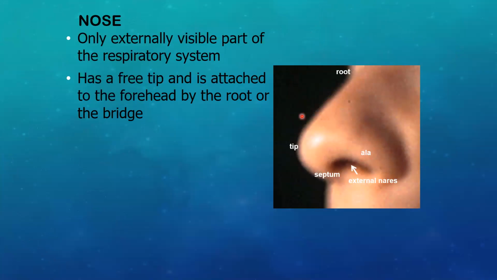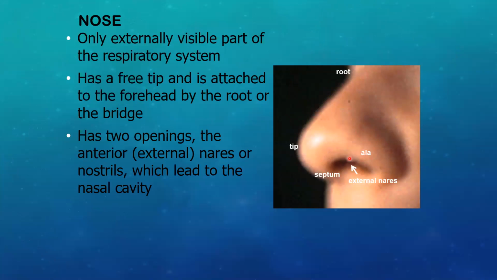Then on either side there are two ala. These are known as ala, and there are two openings which are known as anterior or external nares, through which air enters into the nasal cavity. Inside there will be a nasal cavity. So there are different parts of your external nose.